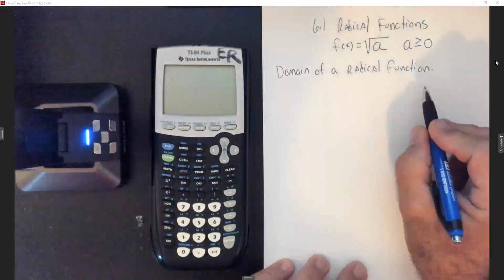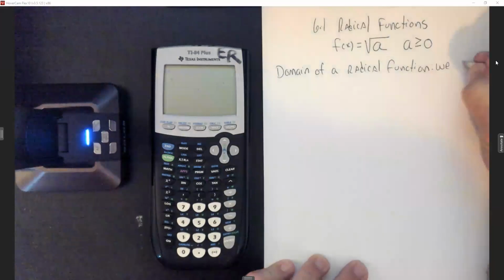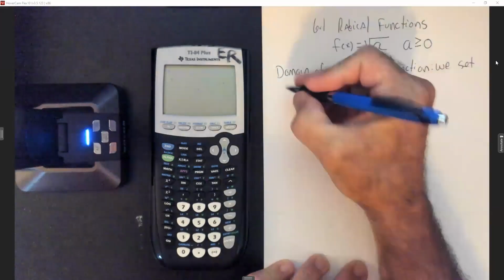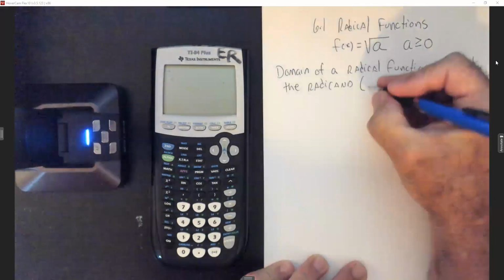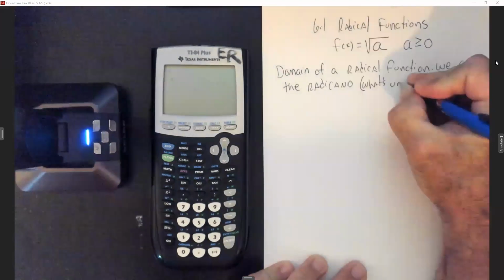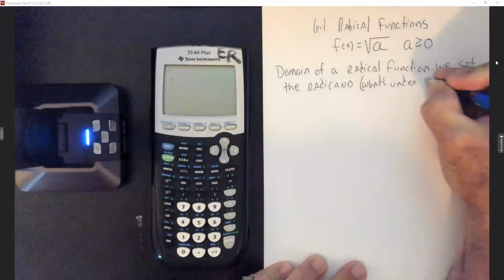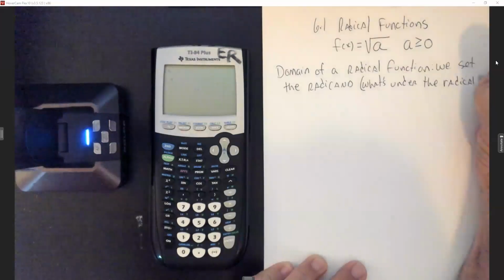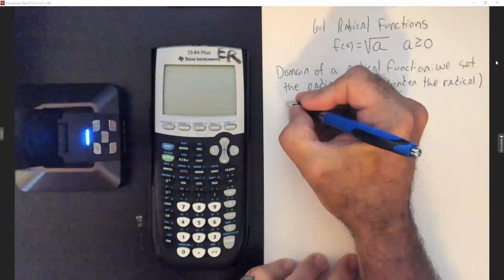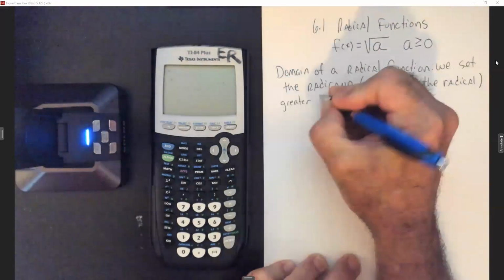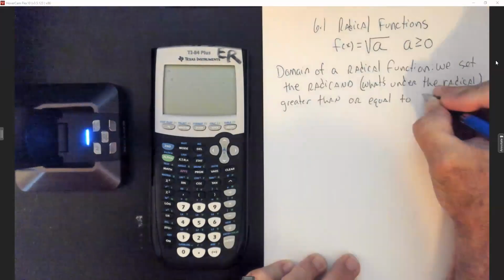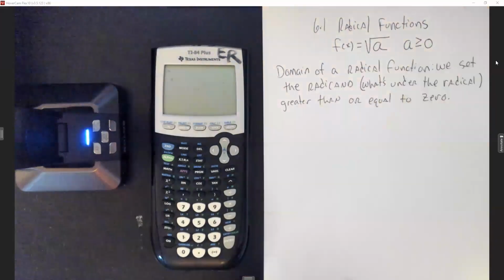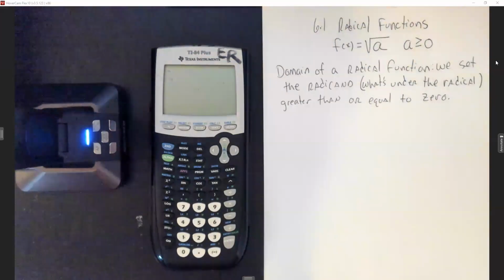So on the domain of a radical function, we set the radicand, and y'all, the radicand is just what's under the radical. So we set the radicand greater than or equal to 0. Okay, then we solve that, and then we're going to write our answers in what we call set builder notation.